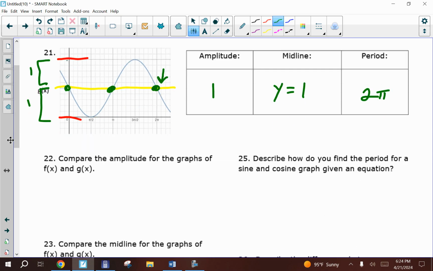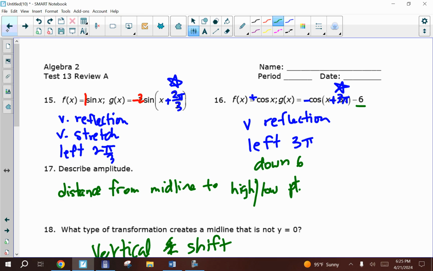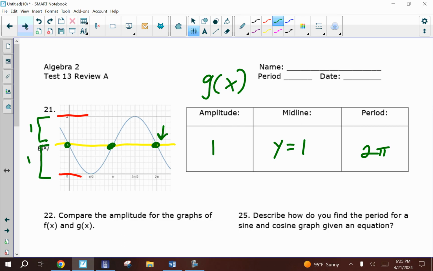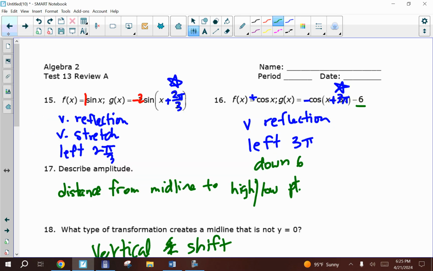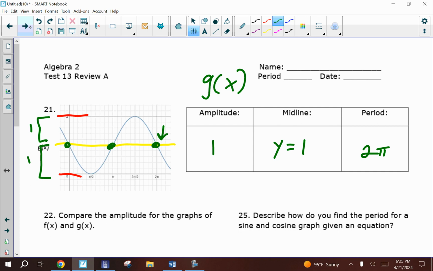It says compare the amplitude for the graphs of f of x and g of x. So which is which? This guy right here is our g of x, and the one previous was f of x. They're asking us to compare the amplitude. So the amplitude of f of x is 1, and the amplitude of g of x is 1. So we would say f of x equals g of x.